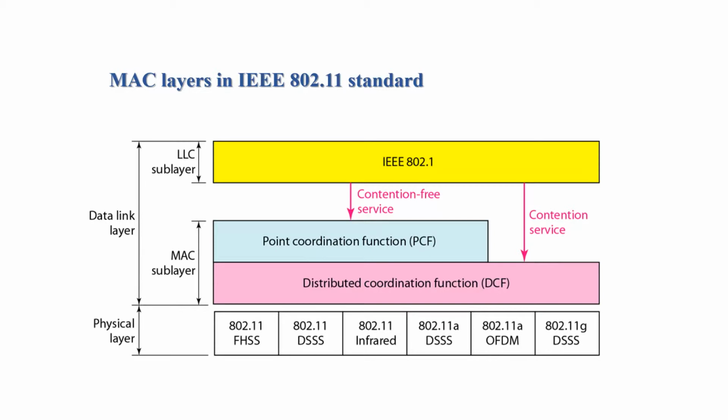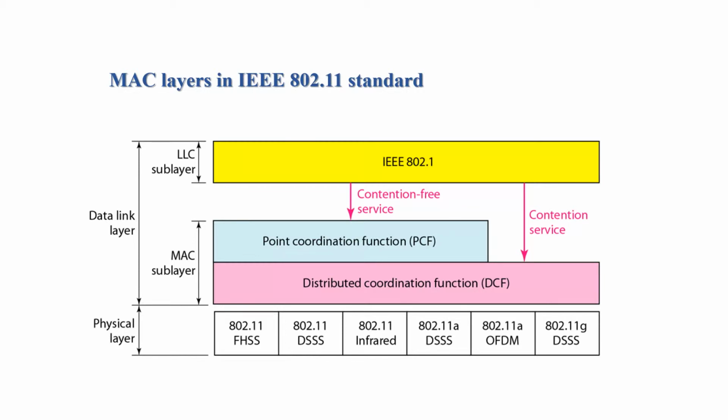CSMA/CD for three reasons. For collision detection, a station must be able to send data and receive collision signals at the same time. This can mean costly stations and increased bandwidth requirements. Collision may not be detected because of the hidden station problem. Third, the distance between stations can be great. Signal fading could prevent a station at one end from hearing a collision at the other end.